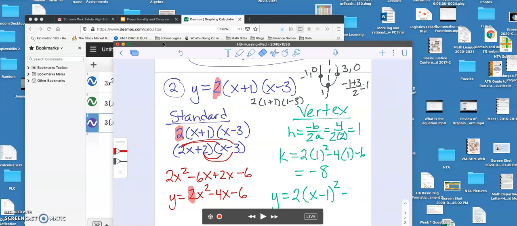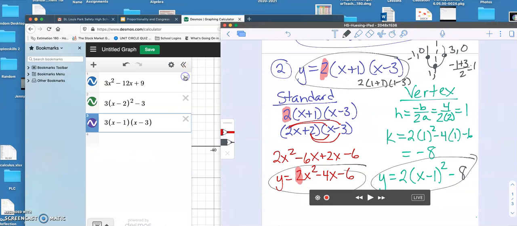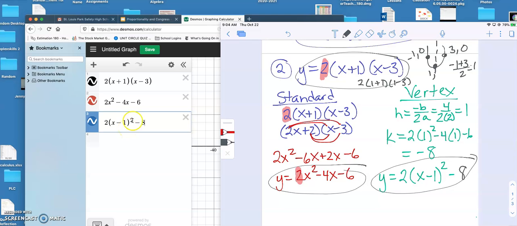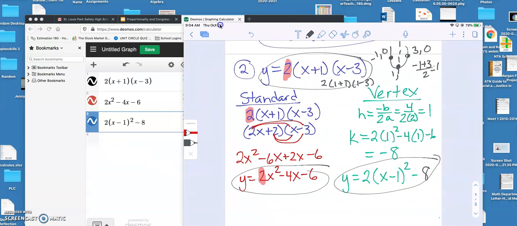And why did I write negative 6 there? Sorry, that should be negative 8. So we have vertex, standard, and intercept. And again, to check these, a nice easy self-check, we'll go to Desmos: 2(x plus 1)(x minus 3), 2x squared minus 4x minus 6, 2(x minus 1) squared minus 8. Move this, hopefully, yep, it's all just one graph, so we're good.